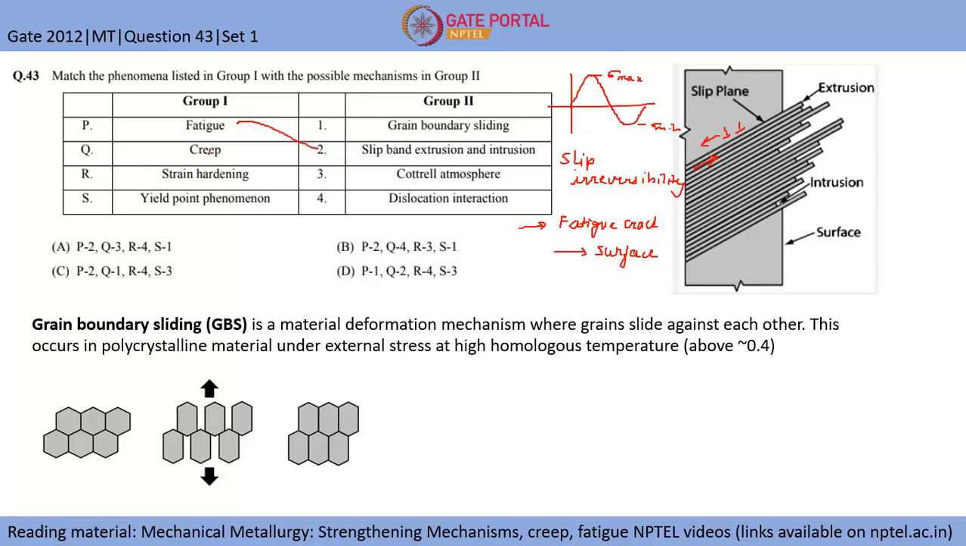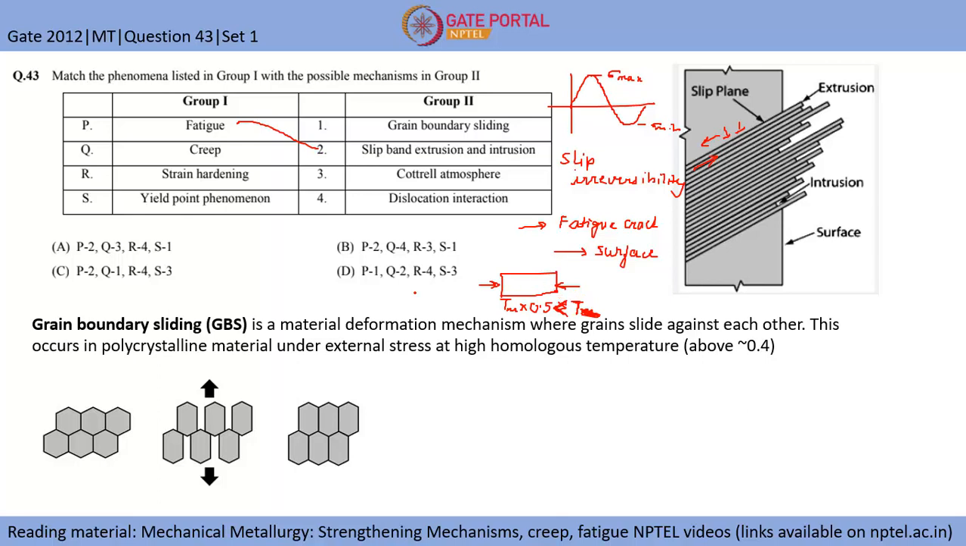Now coming to creep. What is creep? Creep is a phenomenon where you have a material to which you have applied a constant load, let's say compression or tension, and you kept it at a temperature T greater than 0.5 of the melting temperature. So this is basically the condition of creep.